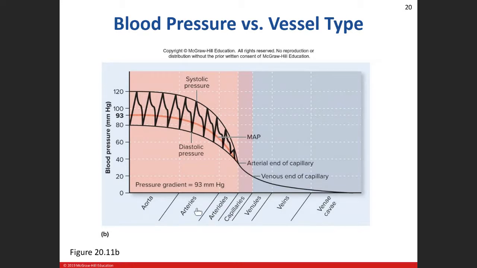So obviously we start with the aorta, and we're going to work our way down to the capillaries and then work our way to the vena cava. If you notice, there is quite a difference in the pressure when we're in the aorta, when we're in the arteries, and then as we start to get into the arterioles, it starts to decrease. Can we all agree on that?